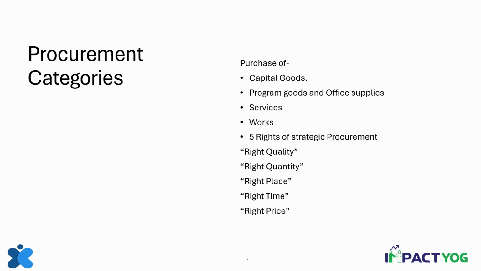And this is very simple. I have not added HR. So again, I want to say HR acquisition, talent acquisition is also procurement in a certain sense. But we are not doing that. So what do we purchase? We purchase capital goods, that is fixed assets. We purchase program goods and office supplies. We purchase services and we purchase works. Now, in most organizations, works might not be regular, but capital goods meaning fixed assets, program goods and office supplies meaning inventory, and services meaning consultant services.